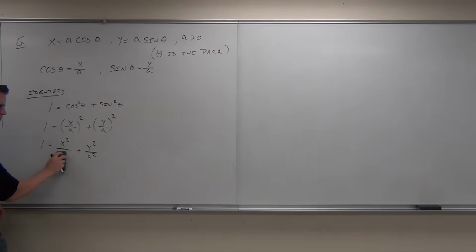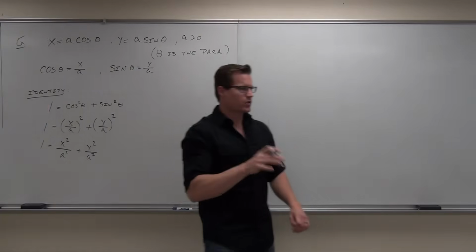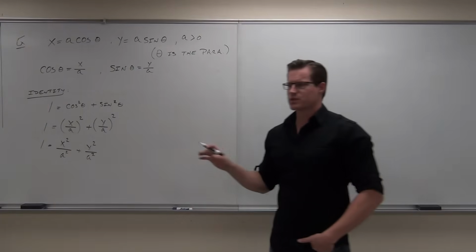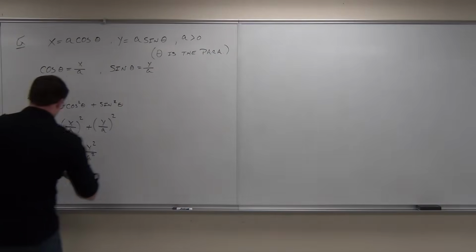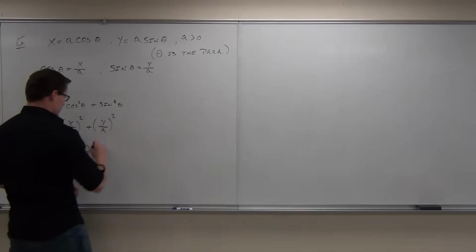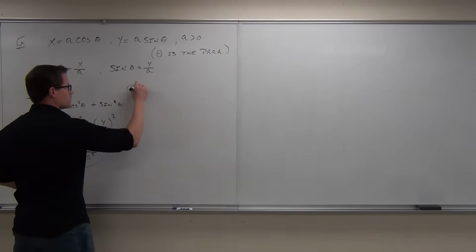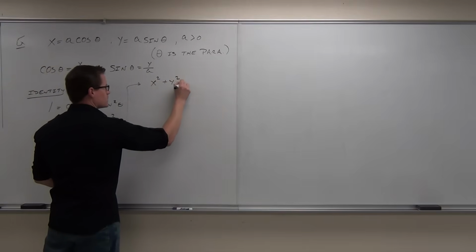Some of you might know what the picture of this graph looks like from right here, but you're definitely going to in the next step. Let's get rid of that a squared. What can I do on both sides of my equation to get rid of my a squared? If I multiply on both sides, then I get a squared equals x squared plus y squared. Or if I write that in reverse, x squared plus y squared equals a squared.